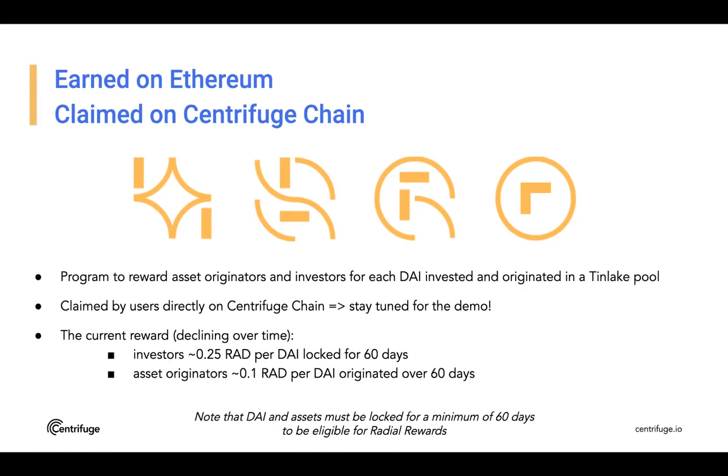And for investors, that comes to about 0.0042 RAD per DAI per individual day. So after that 60-day minimum, these rewards can be claimed on a daily basis if chosen so. And for asset originators, it's about 0.0017 RAD per DAI originated per day, just to give you a little bit of an idea of what that looks like. So again, this reward will decline over time. This is just the initial placement of that, but for now, it's going to be static at those numbers.